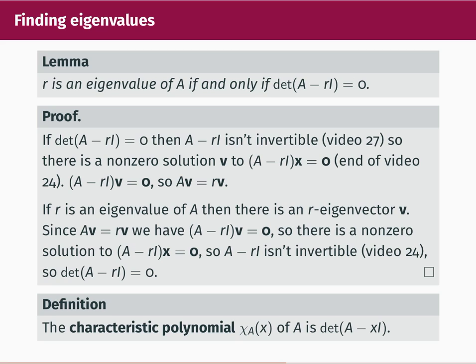So the key to eigenvalues is looking at this equation here. And so we make the following definition. The characteristic polynomial of a matrix A, which we write as chi A of a variable, sometimes x, is defined to be the determinant of A minus xI. So this variable here represents some kind of number. And what we've just seen is that the eigenvalues of A are precisely the roots of the characteristic polynomial.